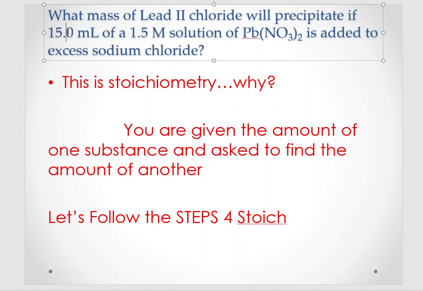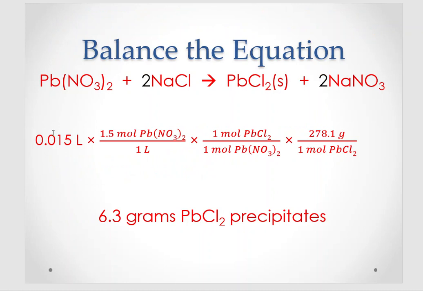This was milliliters, so we have to convert it, 0.015 liters. If I take my liters times the molarity, that'll give me moles of lead nitrate. Now we go to our mole ratio. We follow the recipe, 1-to-1: 1 mole of lead chloride over 1 mole of lead nitrate, and then multiply by the molar mass of lead chloride, which we'd have to calculate using our periodic table, and that'll give us our answer.